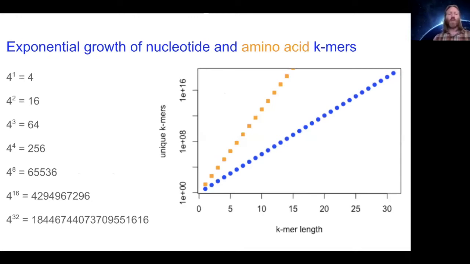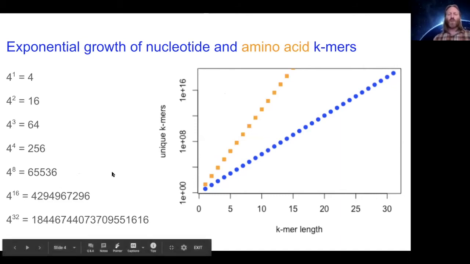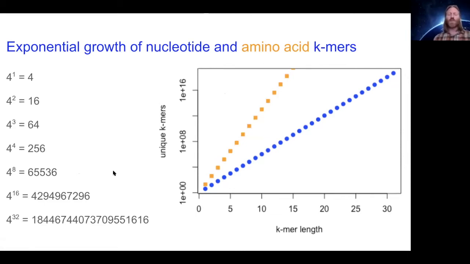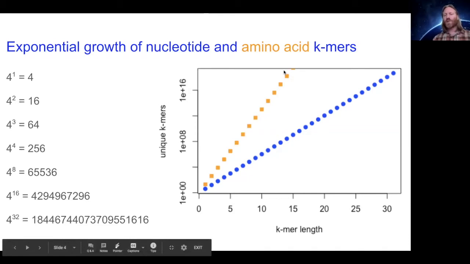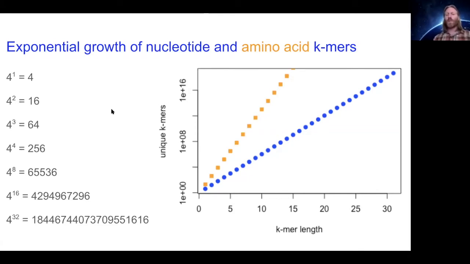Exponential growth, 4 to the power of x, where x is the length of your Kmer. You get up to 10 to the 19 unique Kmers by the time you get to a Kmer length of 32 using nucleotides. Amino acid Kmers grow much faster. They grow at a rate of 20 to the K. So for the same length of a sequence, there's much more potential diversity among amino acid sequences than nucleotide sequences. And that comes in handy later when we're talking about classification.